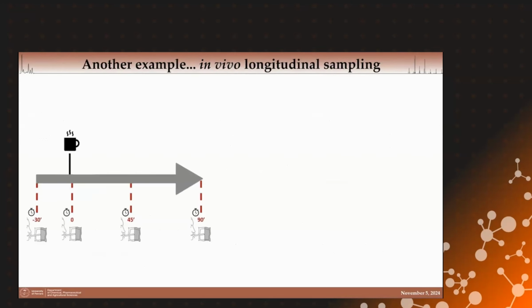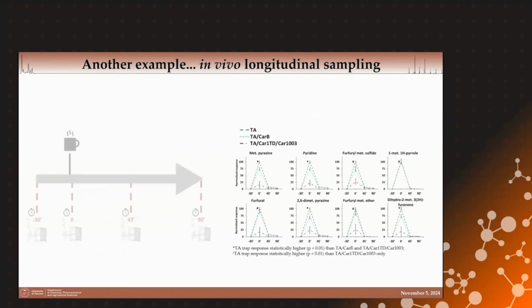And here is another nice example that I want to show you as an example of longitudinal sampling. In this case, we measured breath metabolites at several time points after coffee intake, and we monitored some target analytes. Some of these target analytes are nitrogen-containing compounds, which are very characteristic of coffee.